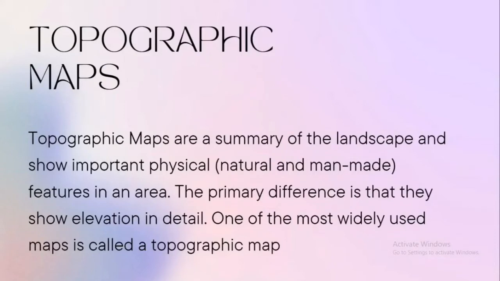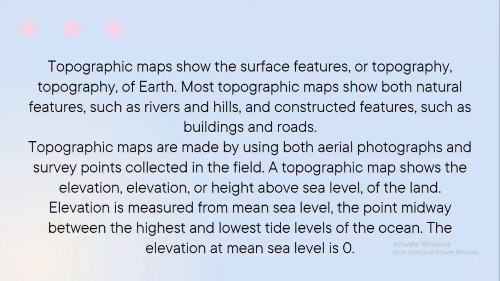The first one is the topographic maps. Topographic maps are a summary of the landscape and show important physical features in an area. The primary difference is that they show elevation in detail. It is also one of the widely used maps. Topographic maps show the surface features of the Earth. Most topographic maps show both natural features such as rivers and hills and constructed features such as buildings and roads. It is made by using both aerial photographs and survey points collected in the field.